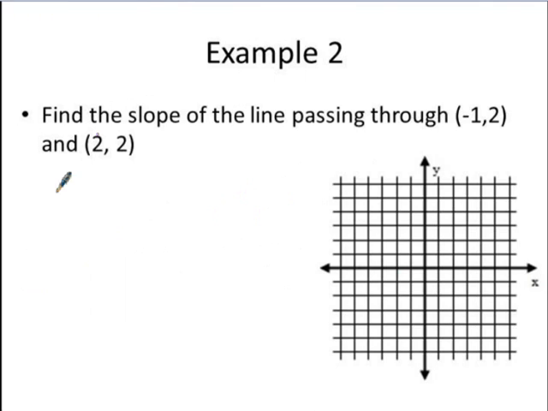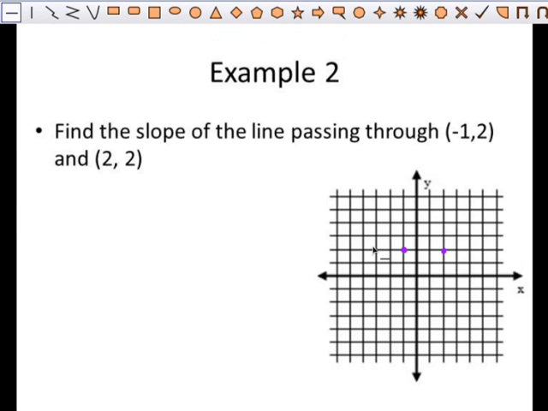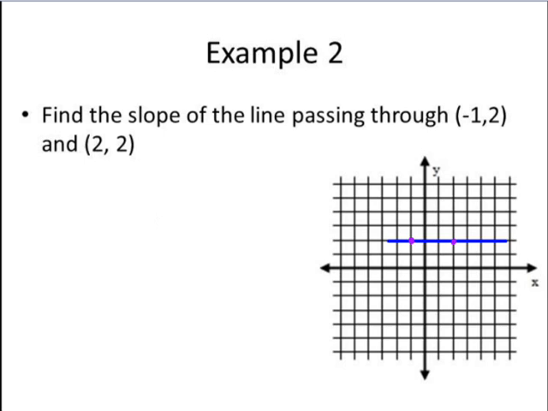Example 2. Go ahead and take a second and do that one. You can pause the video. All right, you've unpaused. Again, sometimes it's useful. -1, 2 is here. 2, 2 is here. We see that we have a perfectly horizontal line, and the slope of horizontal lines is 0. Okay, so m equals 0.